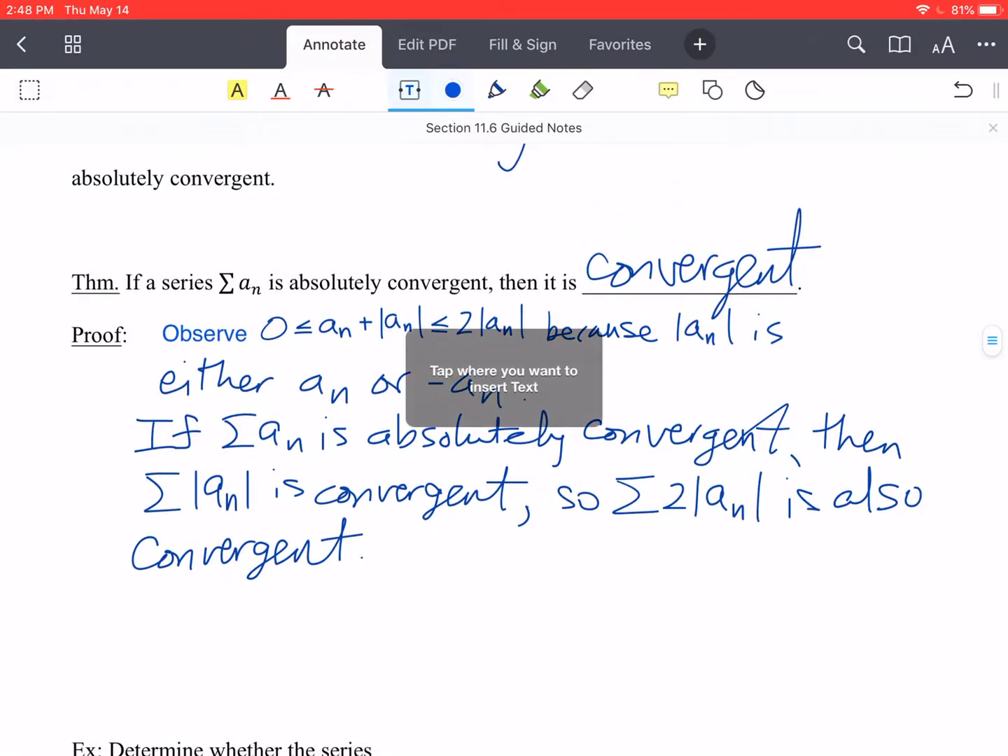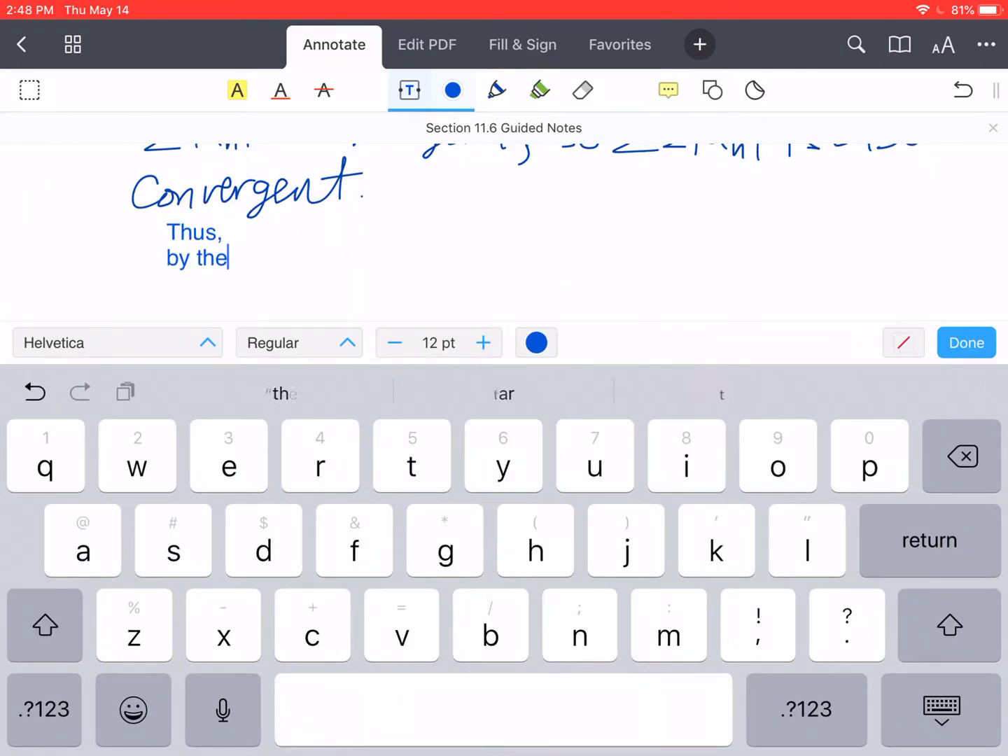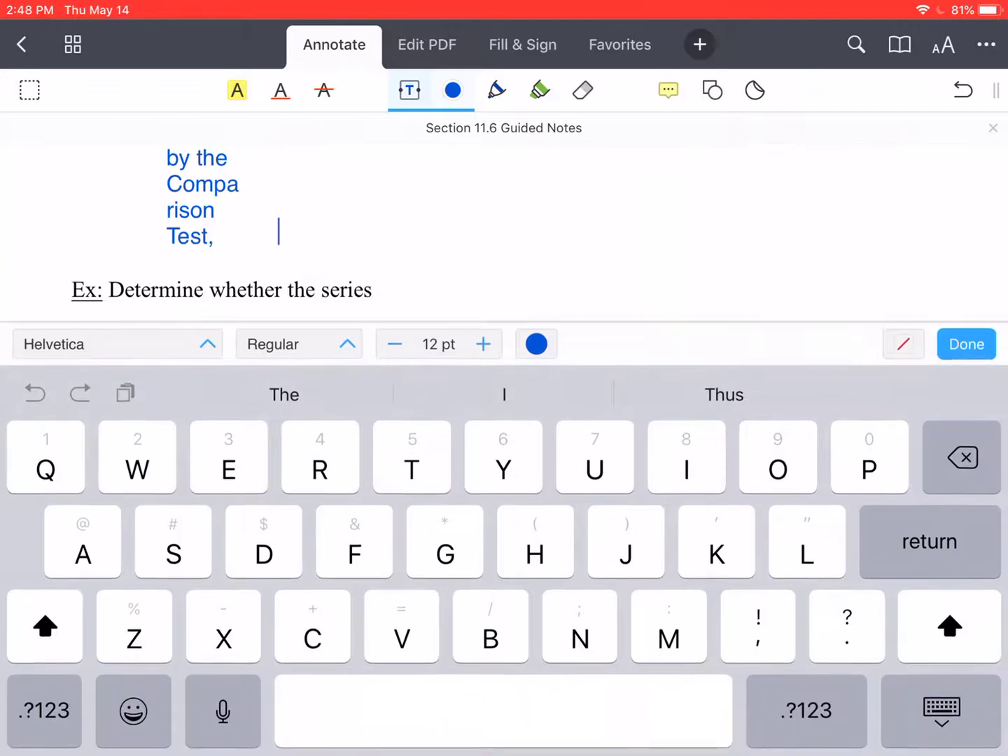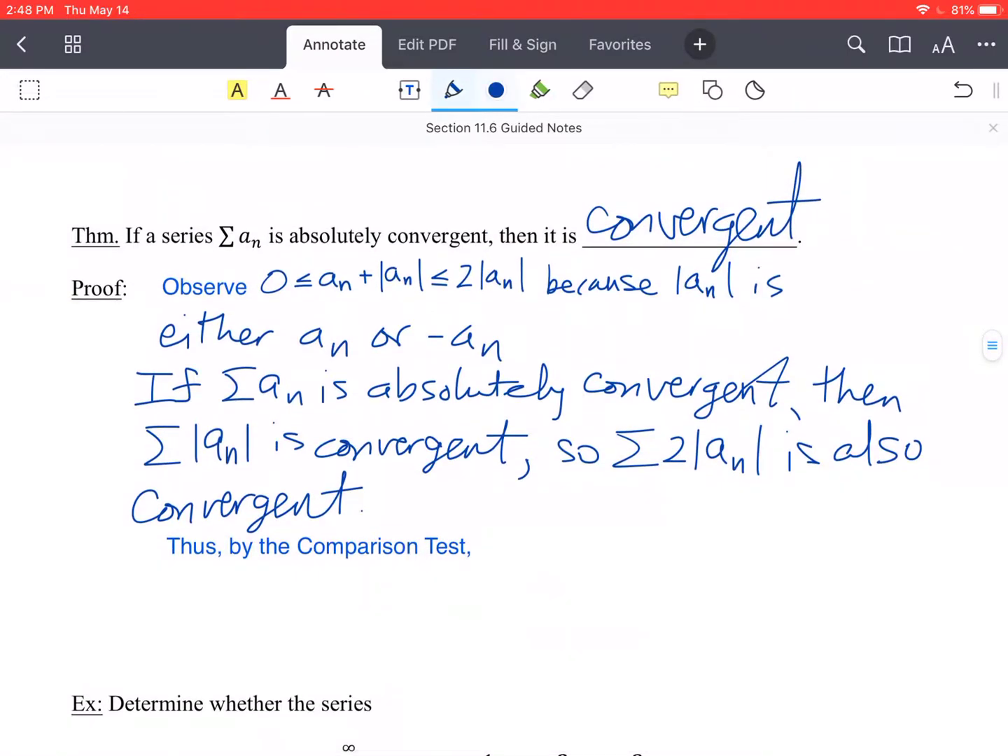So we can then say, thus, by the comparison test, because with the comparison test we compare a known series with our unknown series, the sum of a sub n plus the absolute value is convergent.